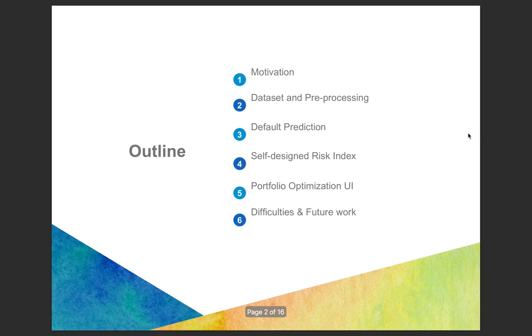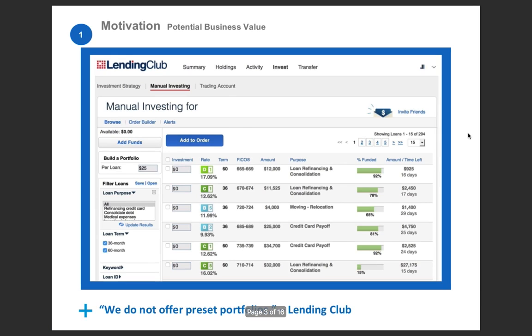So I will introduce our project in 6 steps: the motivation, the data set preprocessing, default rate prediction, self-designed risk index, portfolio optimization UI, and difficulty and future work.